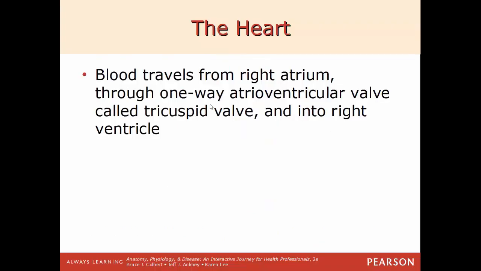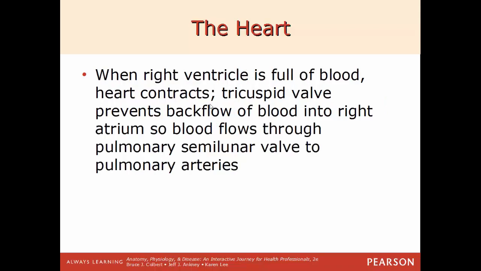Now the blood will travel from the right atrium through a one-way valve called the tricuspid valve, and this will go into the right ventricle. Once that right ventricle is filled with blood, the chamber will contract. The tricuspid valve is there to prevent backflow of blood. So as the right ventricle is contracting, it pumps blood through the pulmonary valve into the pulmonary arteries to go away from the heart to go to the lungs.